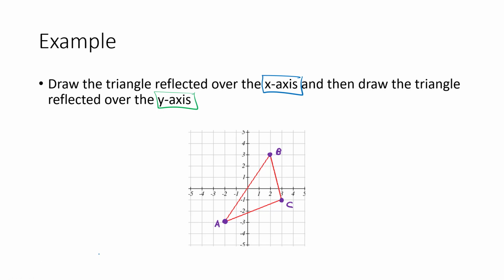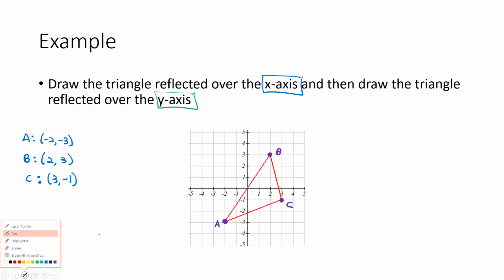So we know A is at the point -2, -3. B is at the point 2, 3. And C is at the point 3, -1. And when we reflect over the x-axis, the y's are going to change value. So now A prime keeps the same x, -2, the -3 then becomes +3.